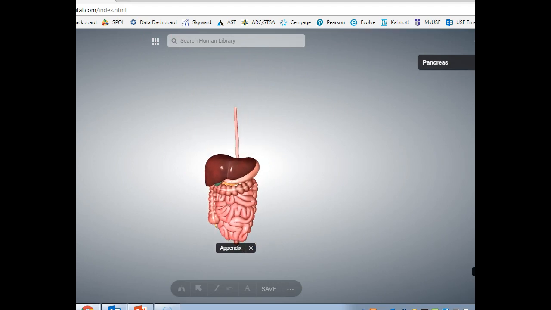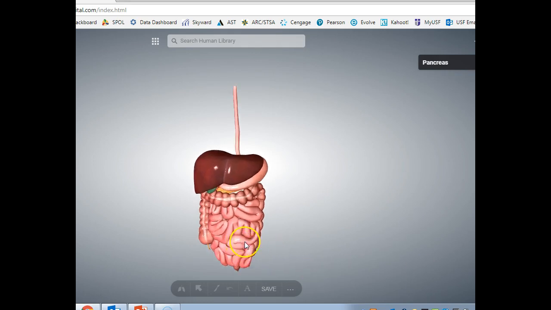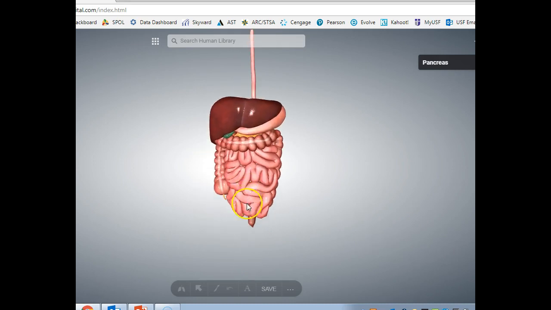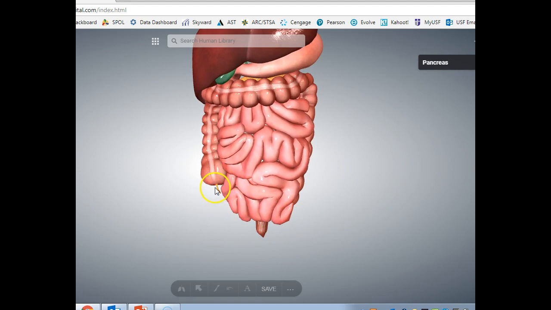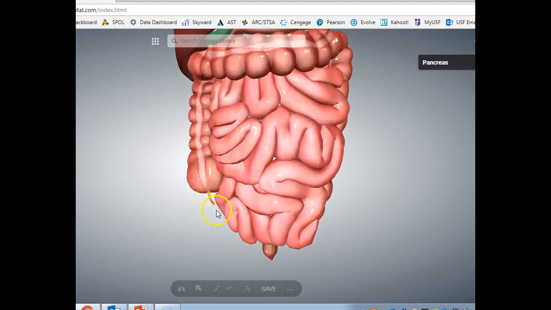So the appendix is going to be a worm-like tubular structure. No important digestive functions. As far as I know, there's a lot of guesses as to what the appendix does, but I don't think anybody really knows for sure, except for get inflamed and infected and then has to be removed. But it just kind of hangs out there. No known digestive functions.